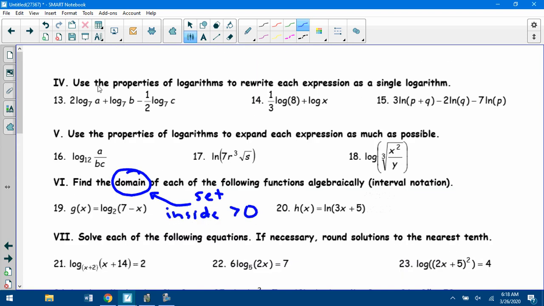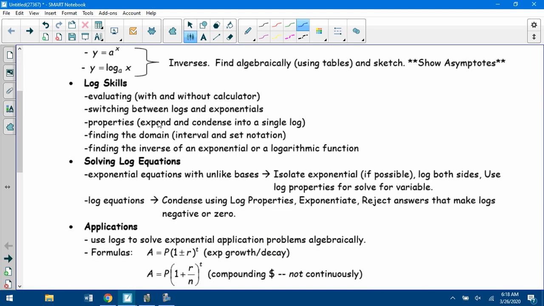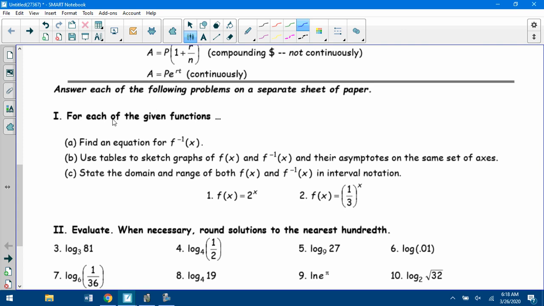Okay. If you want to start a blank sheet of paper for the homework tonight, it is obviously to do this. I'll do number 1 with you. Find an equation for f inverse of x. Use tables to sketch both of them on the same set of axes. State the domain and range.